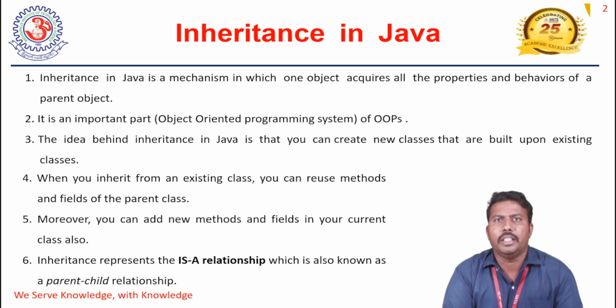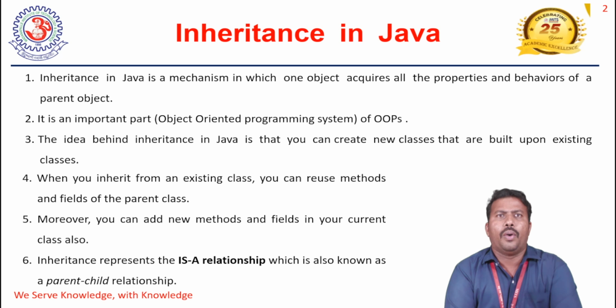The idea behind inheritance is that you can create new classes that are built upon existing classes. When you inherit from an existing class, you can reuse the methods and fields of the parent class. Moreover, you can add a few methods and fields to your current class also. So inheritance represents an is-a relationship, which is also known as a parent-child relationship.